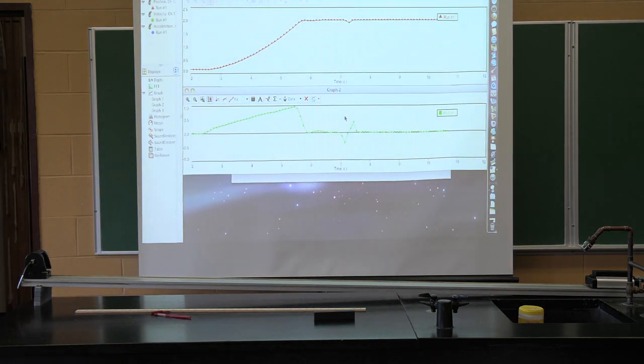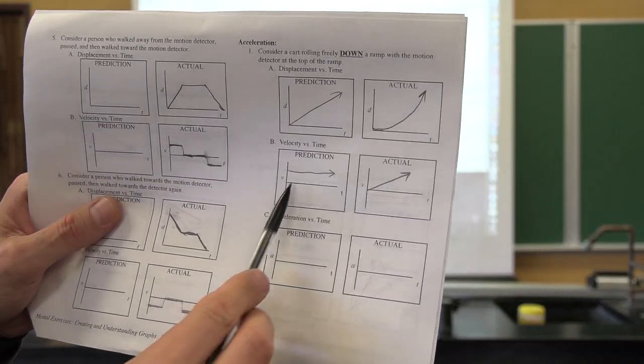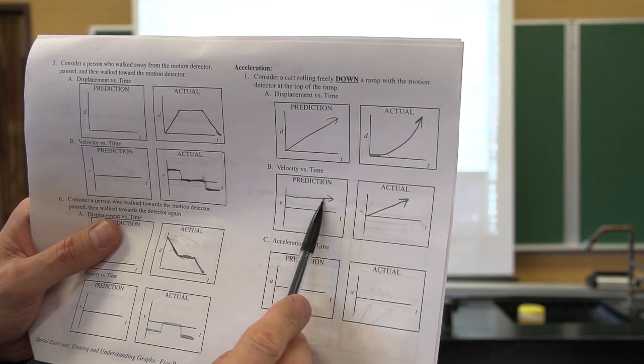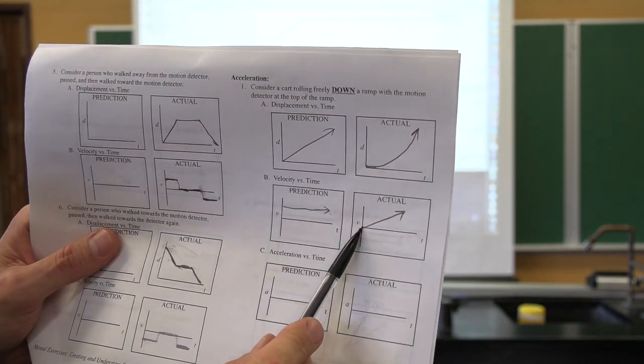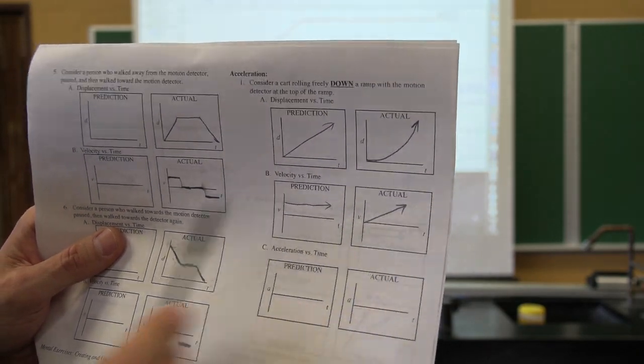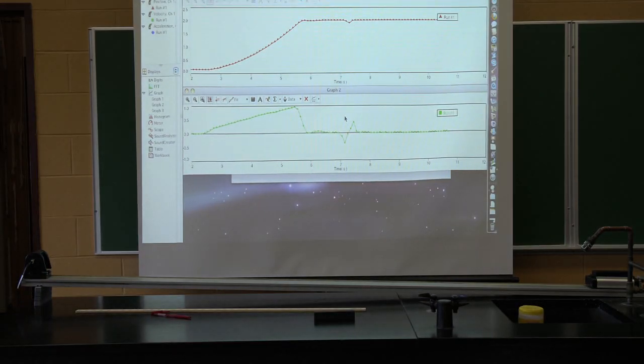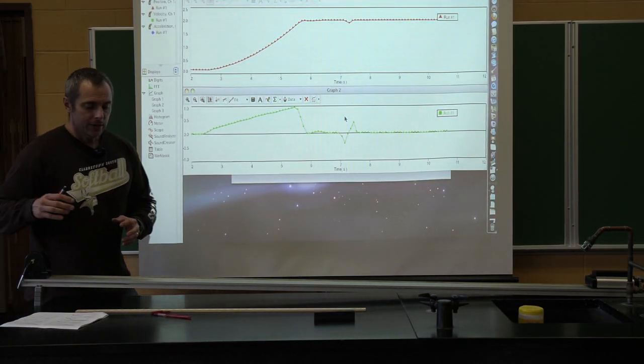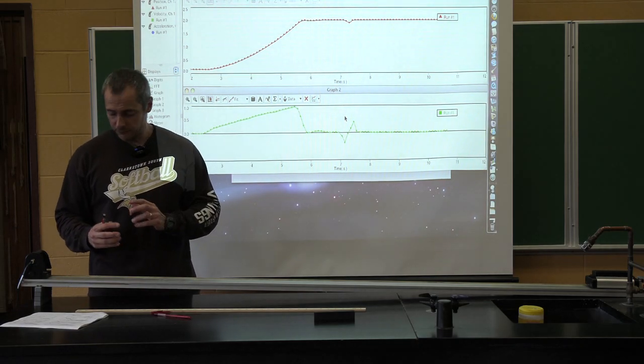Okay, so my prediction was like this, like the last graph, but it's incorrect. It should go like this, starting at the origin and rising upward with a straight line. Now, why? Well, first of all, let's do physically first.